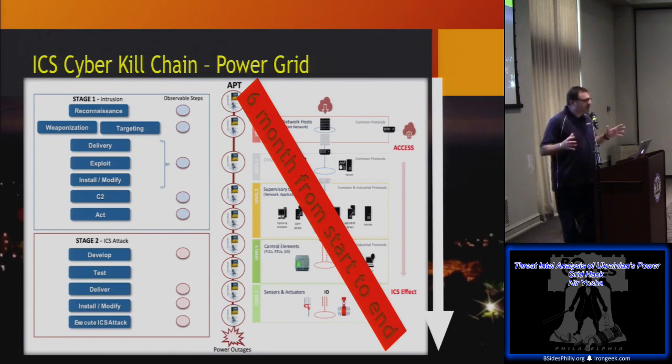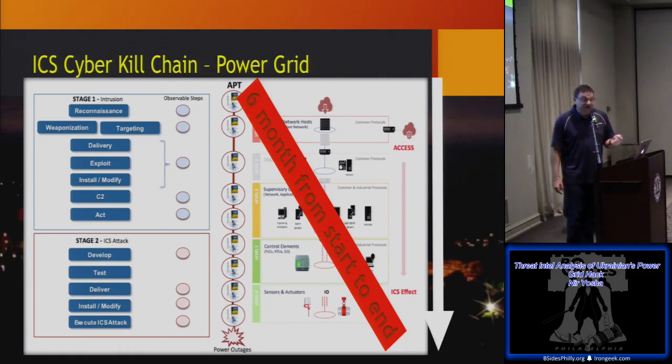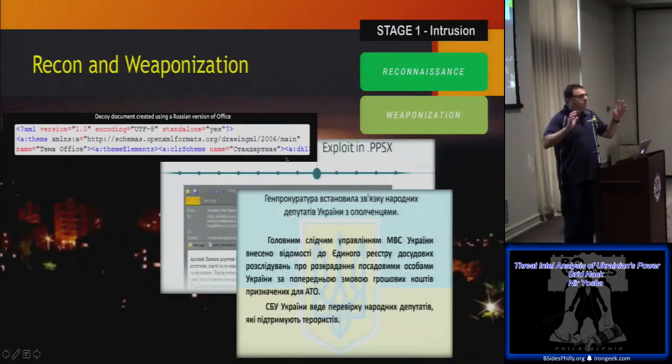For those of you who are familiar with the kill chain process, this is a slight modification of the traditional kill chain. It's called the ICS kill chain, and it has actually two stages. The first stage has step-by-step what the traditional kill chain looks like, and the second one is the ICS attack itself. Because of this SCADA portion of it, there are additional steps necessary for the attackers before they can attack the SCADA network. And by the way, you can see here, it took 6 months from the very first intrusion to the actual power outage. So for 6 months, the attacker managed to stay under the radar without being discovered, which is kind of scary, right? Think about it.